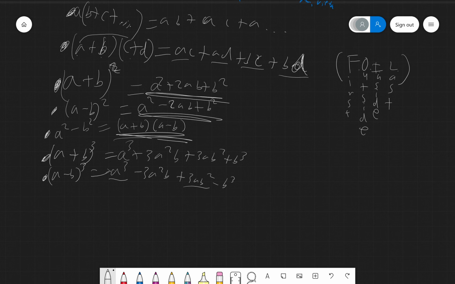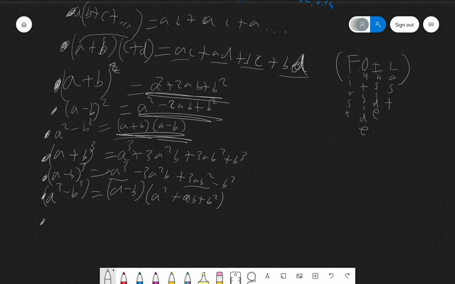Now, a cubed minus b cubed is going to be (a - b) times (a squared plus ab plus b squared). You might think that this is (a + b) whole squared, but it's not. There's no 2 here. It's just ab.